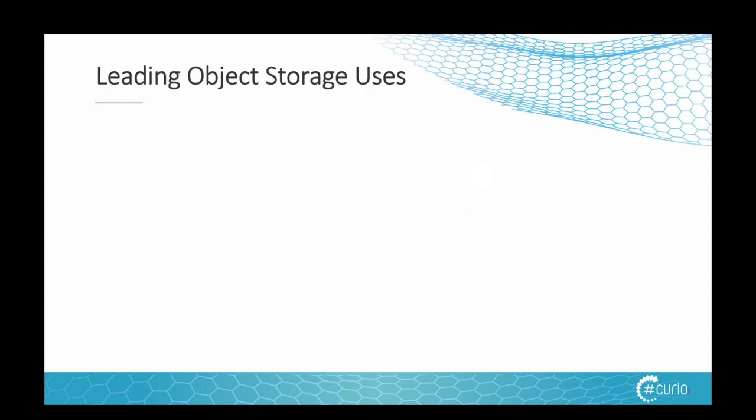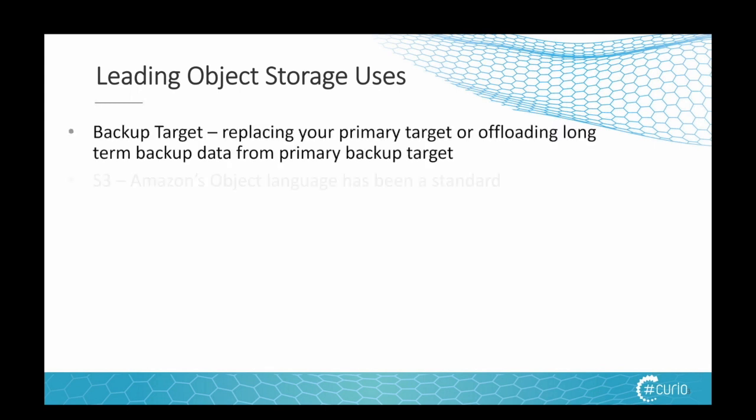So let's talk about the leading object storage use cases right now. One of them is your backup target. A lot of customers are looking at this to not just replace a target, but maybe offload the long-term backup. If you have an appliance-driven dedupe application for your backup environment right now, most customers stay around 2 to 3 months on that backup target. You can now utilize object storage and offload probably 2 or more months off of that primary backup target.